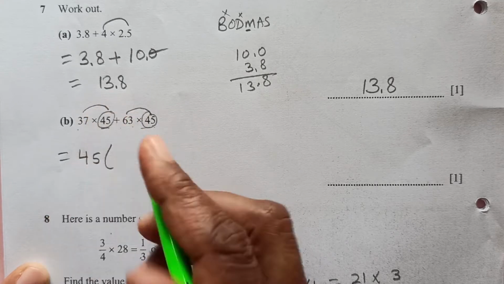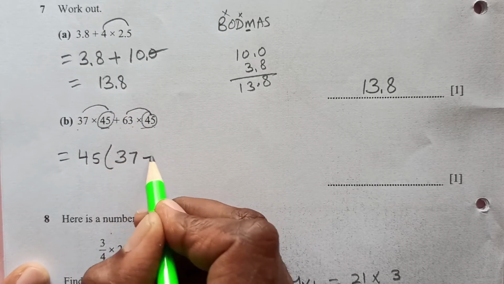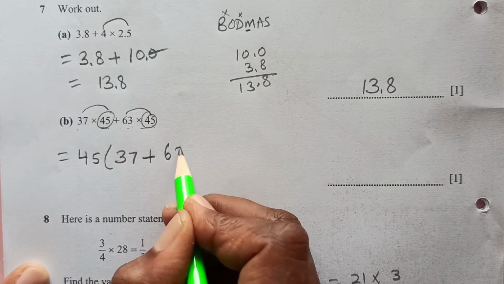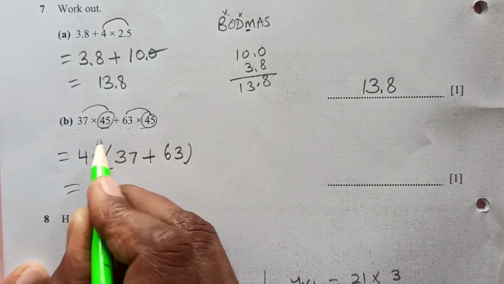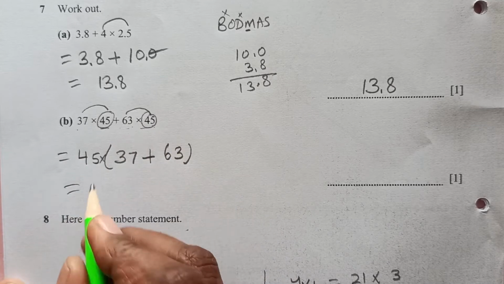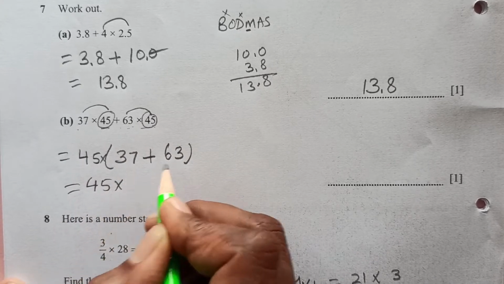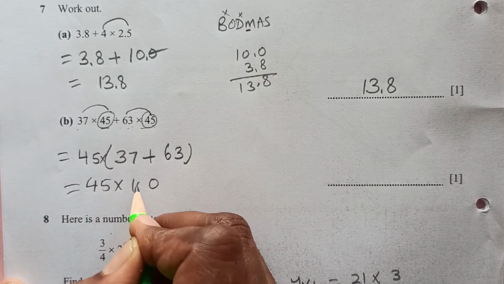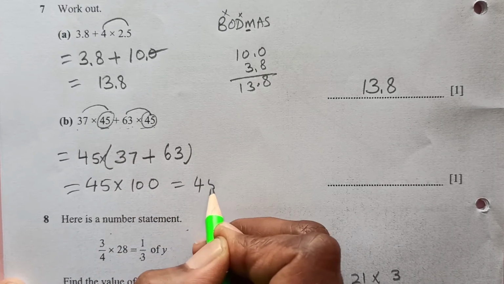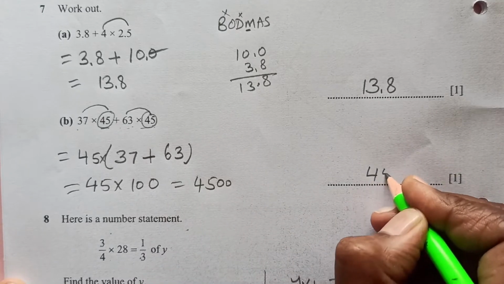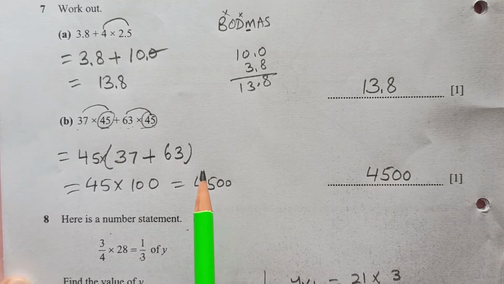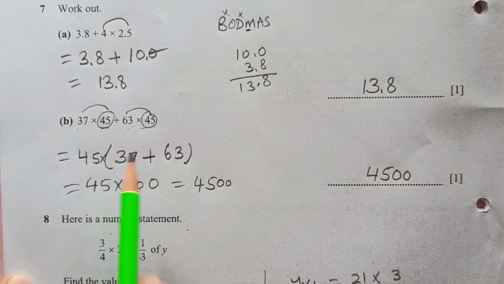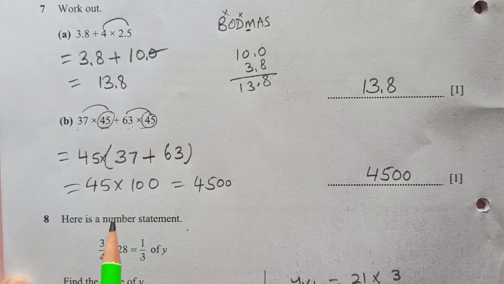So this is gone. What is left? 37. Then we have plus. What is left here? 63, right? Because this 45 is now multiplied to this one. So we have the same thing, right? Now 45 times, add these two, it's 100. So you have 4,500. Without wasting any time, you can do these kind of calculations. Before you start, first carefully look at how this will work, then you can continue with your working.